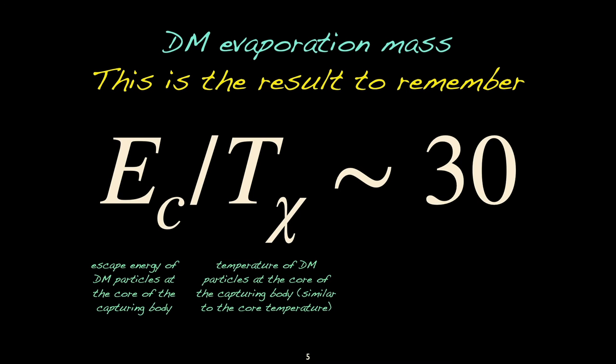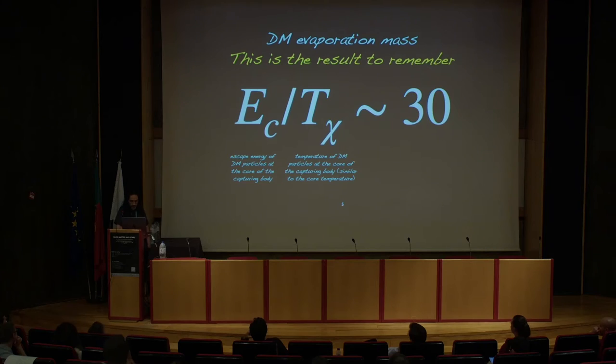Okay, so if you just want to get something from this talk, this is the number to remember. This is the way one can get a very reasonable estimate of the dark matter evaporation mass for any object in hydrostatic equilibrium in the entire universe. This result is the escape energy of dark matter particles in the center of the object divided by the temperature of those dark matter particles. And if you equate that to 30, you would get a number which is correct within a factor of 2 over a huge range of parameter space.